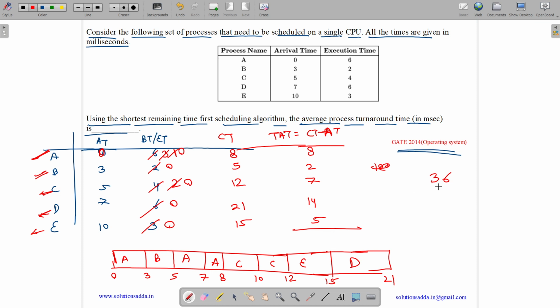Now what is the average turnaround time? It is the total turnaround time divided by the total number of processes. We have 5 processes, so it comes out to be 36 by 5. 5 into 7 is 35, 5 into 2 is 10. So the answer comes out to be 7.2. So 7.2 is the average turnaround time, and the answer to this question is 7.2 milliseconds.